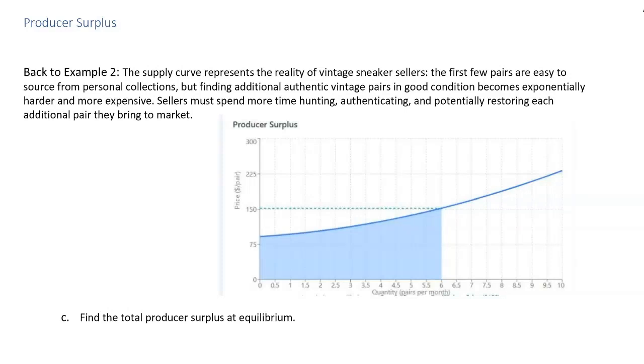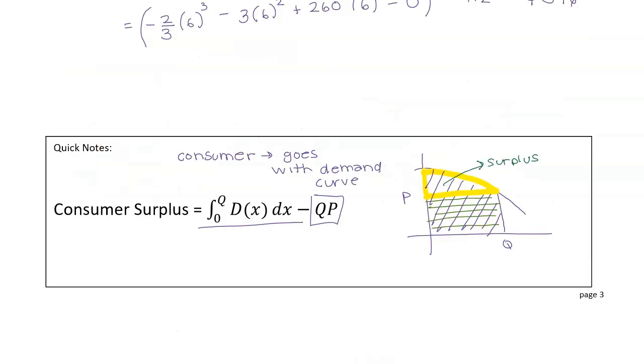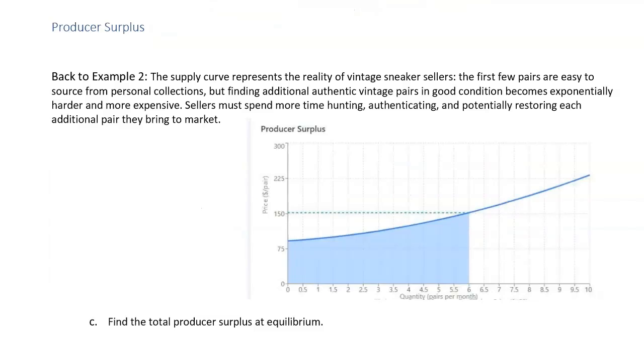Let's continue our conversation of supply and demand. We're going to talk about producer surplus. Now, we have already talked about the supply curve and the demand curve, and we've talked about the equilibrium point. Additionally, we have talked about consumer surplus, and now we're going to talk about producer surplus. Let's start with the definition.